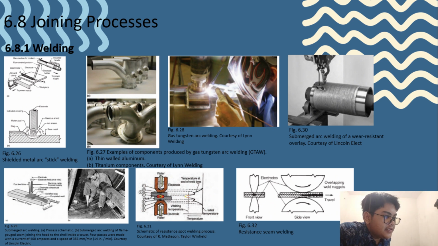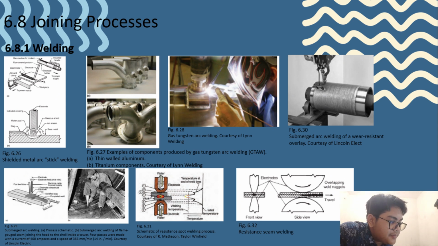Then we get to Figure 6.28, gas tungsten arc welding, courtesy of Lincoln Welding. Submerged arc welding, or SAW, is a process where the welding arc is concealed beneath and shielded by a blanket of granular flux. As we can see in Figure 6.29, is submerged arc welding.